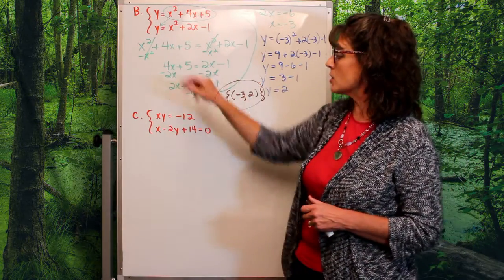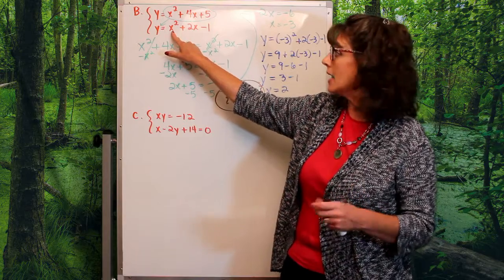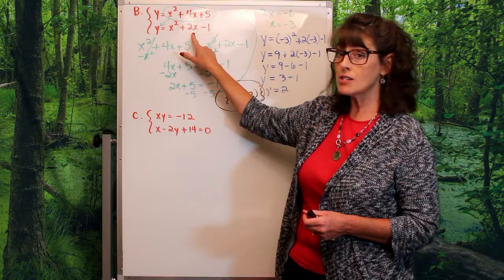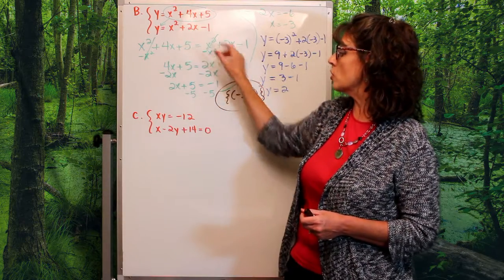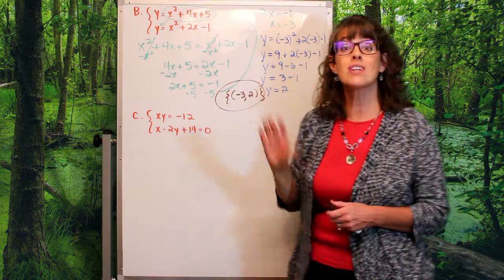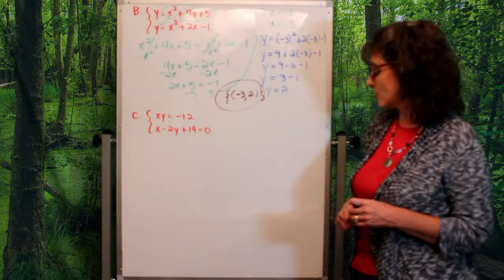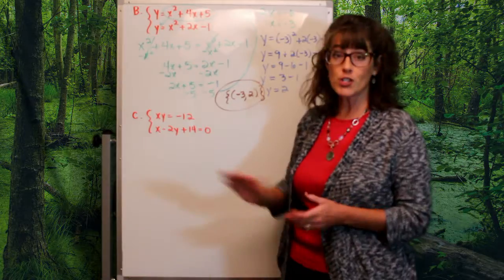Now let's check this in this one. -3 squared again is 9. 2 times -3 is -6. 9 minus 6 is 3. 3 minus 1 is 2, which is exactly what I would have put in there. So yes, this is a solution to the system, and I do have the right answer there. All right, let's try one more.